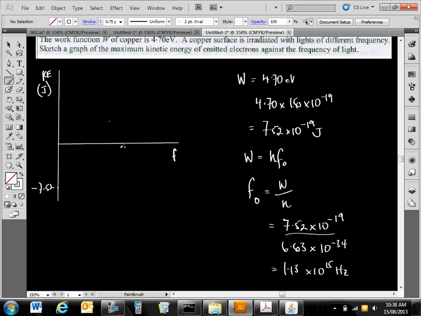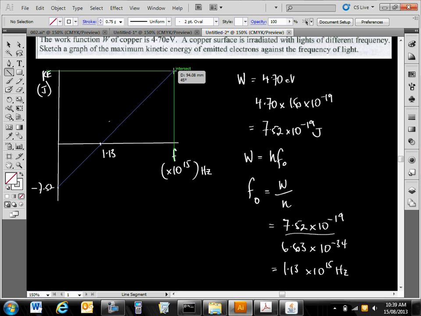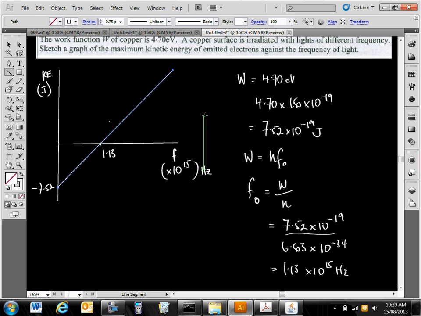Now, I'm not even going to put a scale in here. I'm just going to say, okay, there's my 1.13, and this is by 10 to the 15 hertz, and then I can just draw in my graph. Copper.